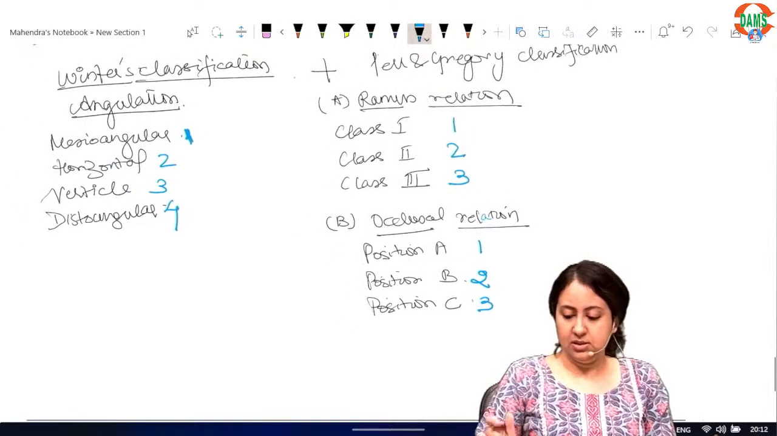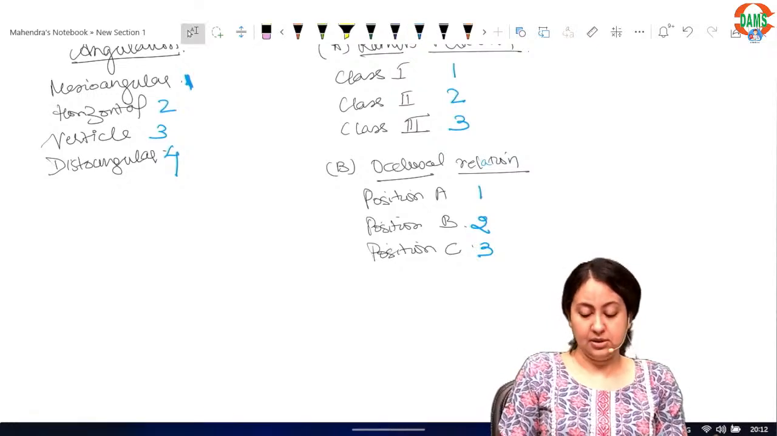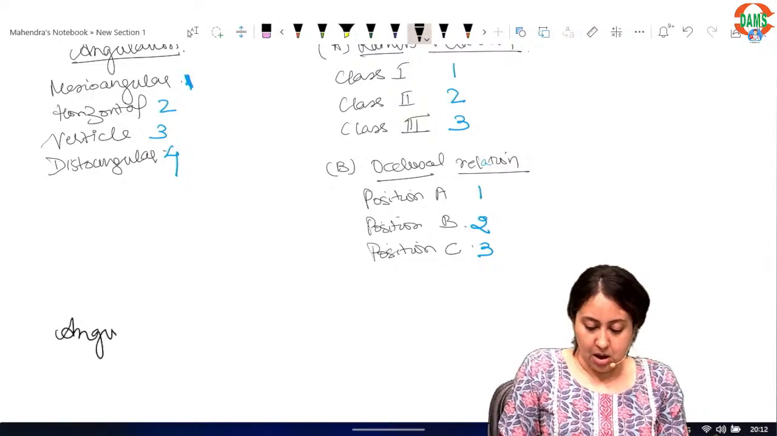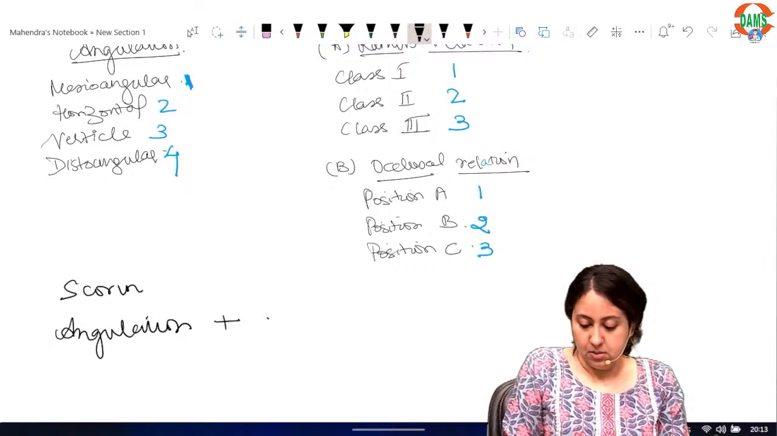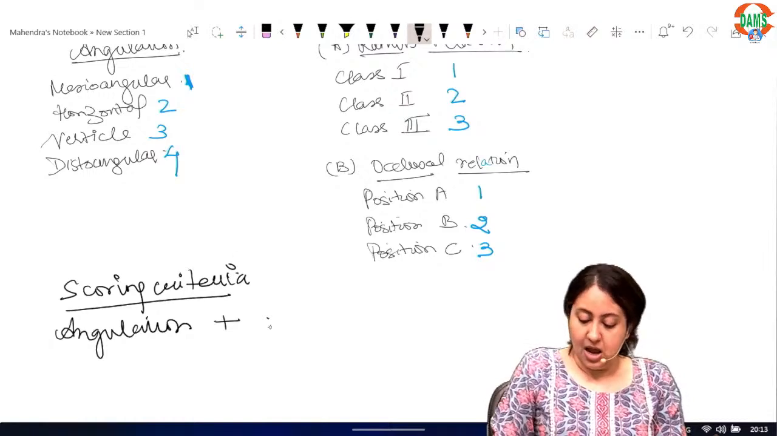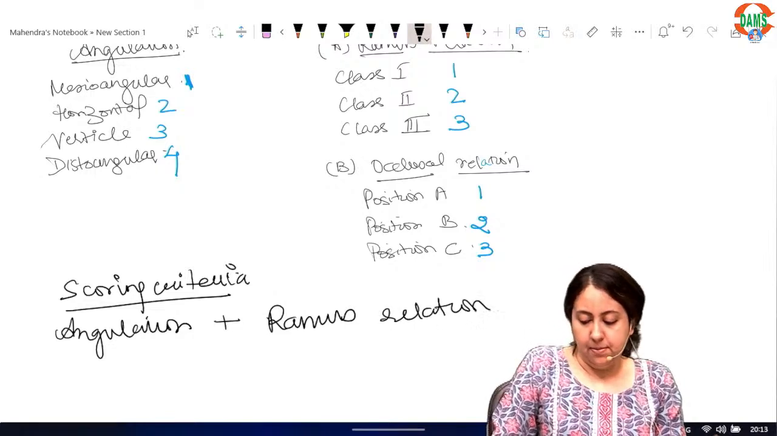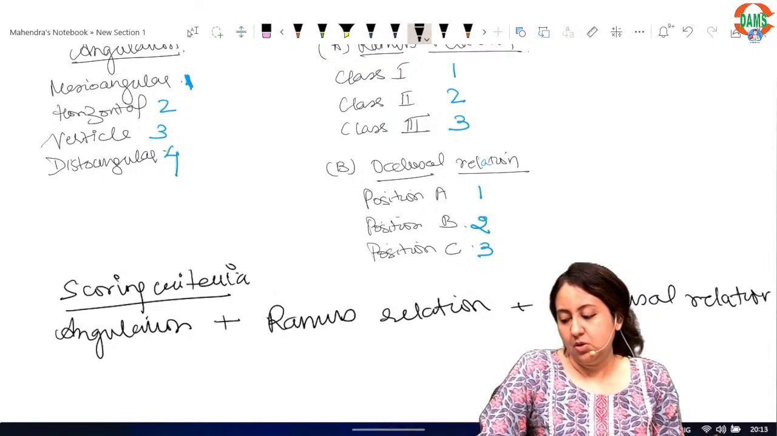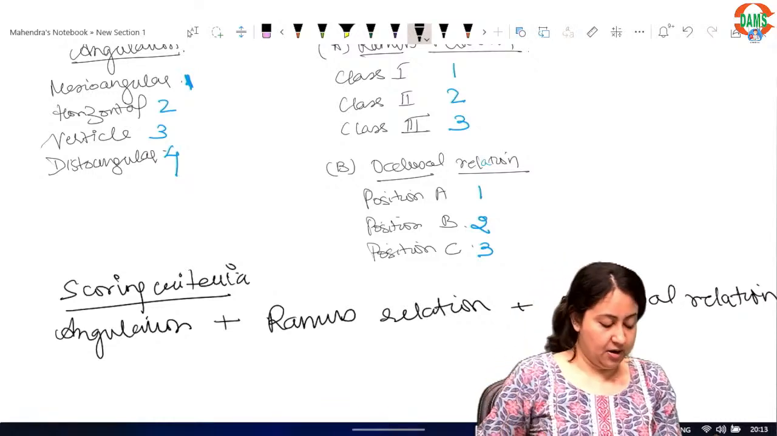Now, what is the calculation? So calculation becomes your angulation plus Ramus relation plus occlusal relation. Okay. When you add up all of this, that gives you your final scoring criteria.